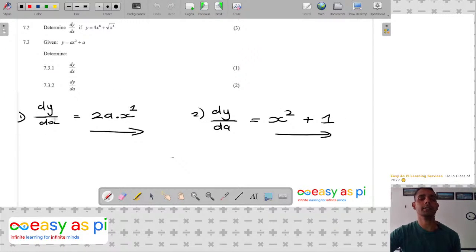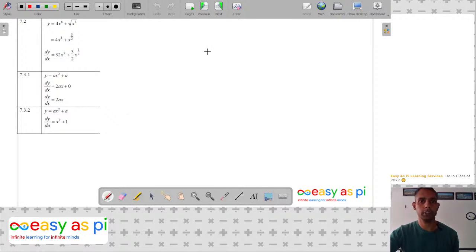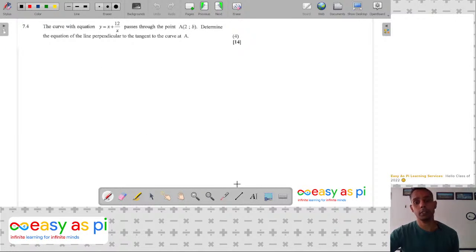So it's important to understand what they're asking you to do when they say differentiate y with respect to x and differentiate y with respect to a. That's super important. Make sure you get that on the money if you can. Okay, so this as well, not too difficult, nice easy marks. So let's go to the last question, which is maybe the more challenging question.